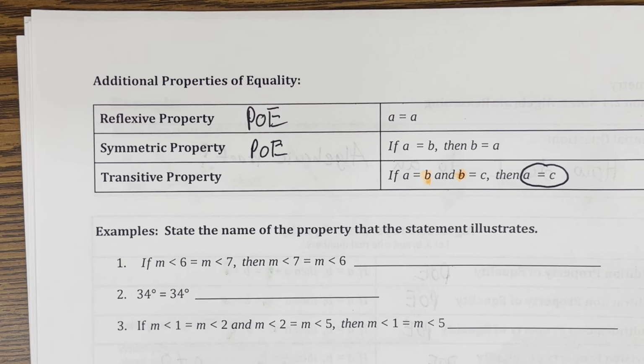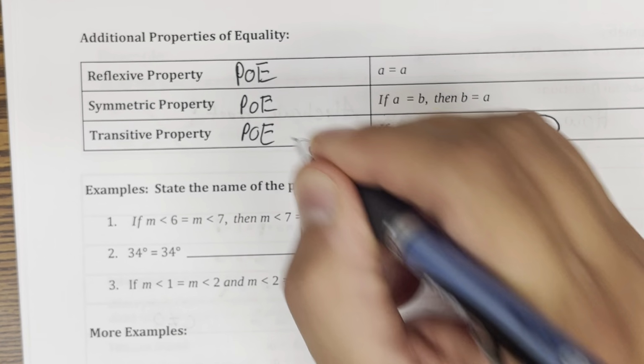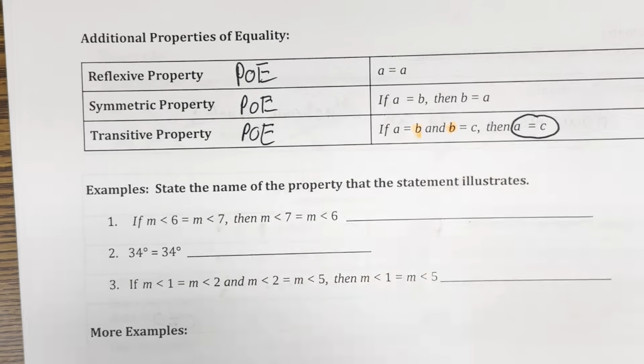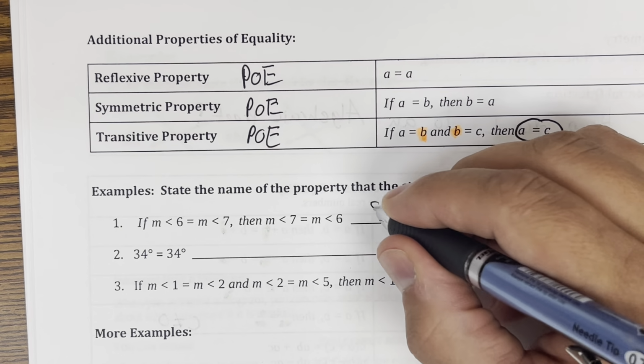So we're going to have to recognize these properties. We will also use them. This was property of equality because it was an equal sign. So state the property used. So we started, if the measure of angle 6 is equal to the measure of angle 7, then the measure of 7 was equal to 6. Which property was used? Well, I see that we switched the order. 6 came first, then 7 came first. The one where it switches the order is the symmetric property of equality.